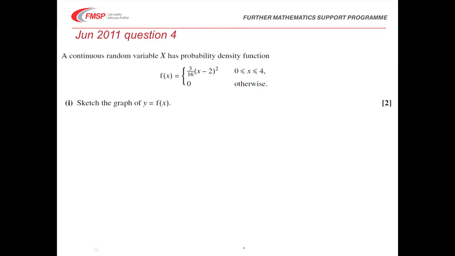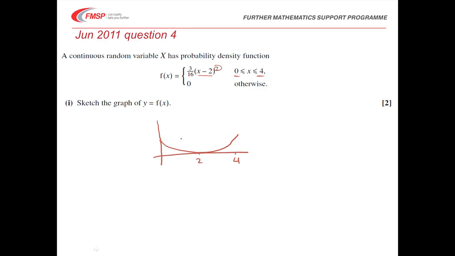Next question, we've got June 2011, question 4, and again a different continuous random variable, and we're asked to sketch this. So we're asked to sketch it between 0 and 4, and we need to notice that actually we get a double turning point at x equals 2. So that's really the key features of these. So it's a symmetric quadratic on 2. So we're going to have something that looks vaguely like this.